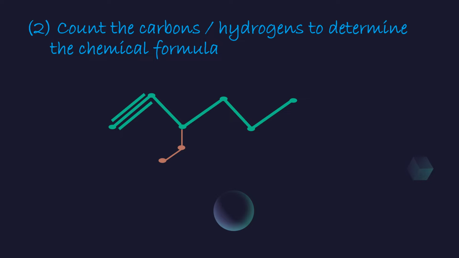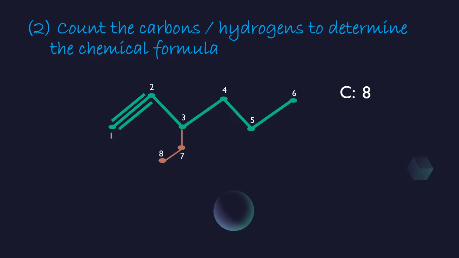Now, count the number of carbons and hydrogens to find the chemical formula for the molecule. From the drawing, you can calculate the number of carbons. Remember that carbons are usually found at the ends and vertices of the line. So there are 1, 2, 3, 4, 5, 6, 7, 8 carbons. Recall that carbons can only make 4 bonds, while hydrogen can only make 1 bond.